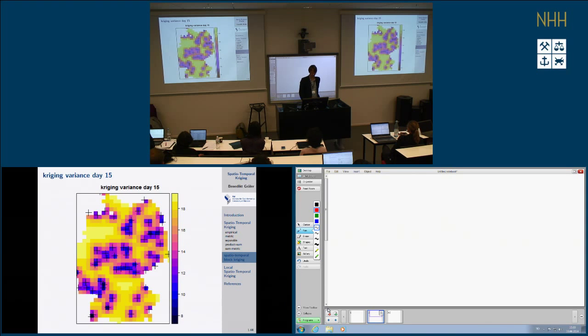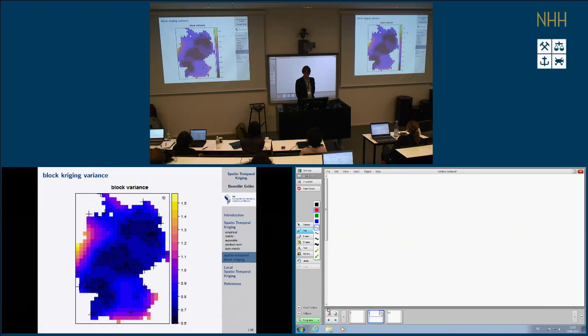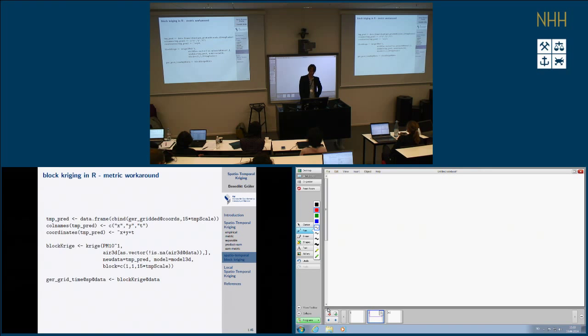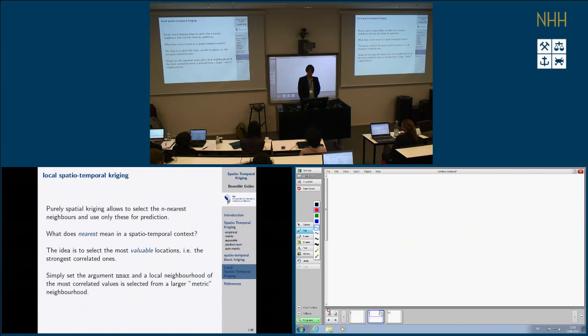And here, just for comparison, is the kriging variance for a certain day, the day 15 that we looked at, going up to values almost at 20, and here it's not even 1.6, so it's more than 10 times larger on a daily basis. While for block kriging in time, you still have to do a workaround in gstat, so it's not natively implemented. It's just more or less for completeness.